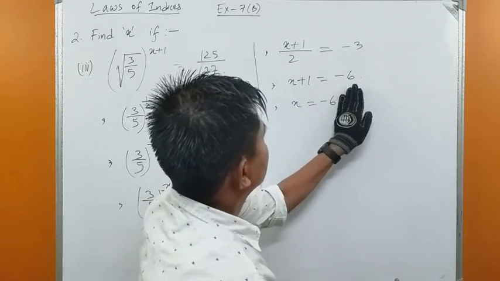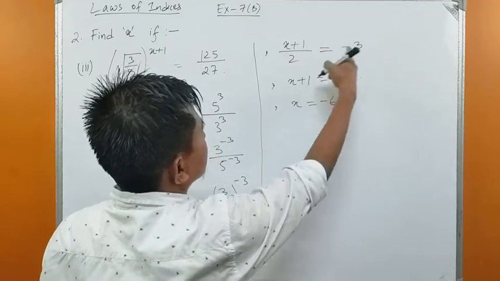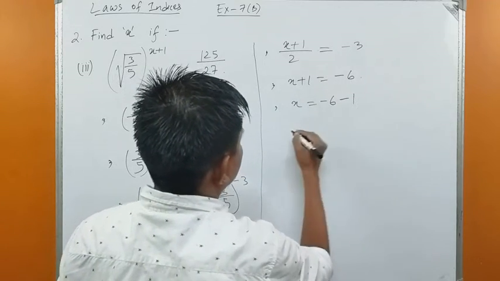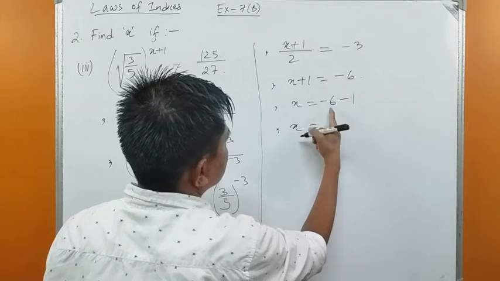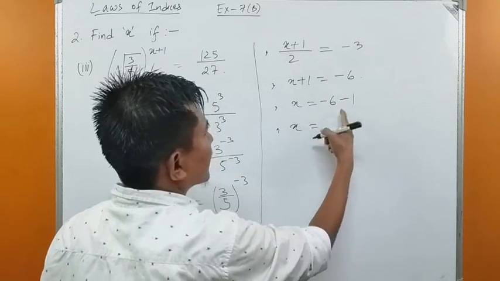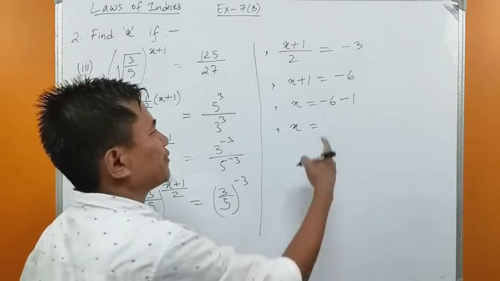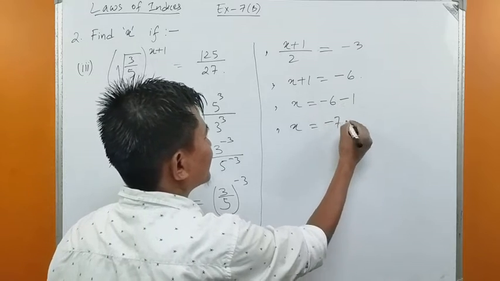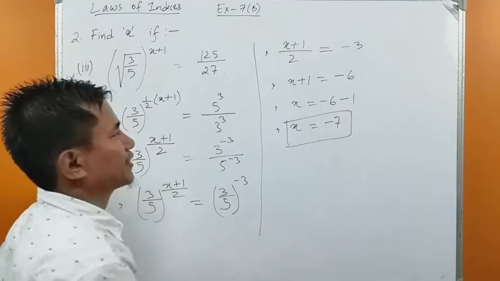Oh sorry, this plus 1, if you take to the right hand side, it becomes minus 1. So x equals to minus 6 and minus 1. Same sign means number gets added, isn't it? So minus 6 and minus 1 is minus 7. So the value of x is minus 7. I hope you got this.